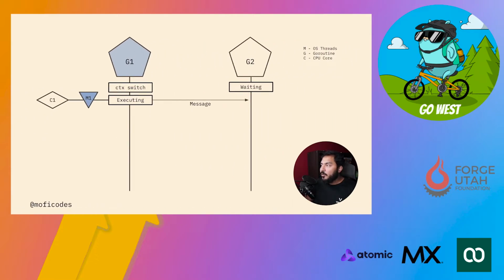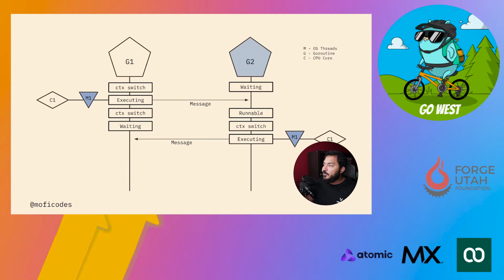So if you have two Go routines, G1 and G2, which depend on the same data, and will be sending information back and forth. First we context switch into G1. We start executing on thread M1 on core C1. Once we have done the execution, we send the message off to G2, which was waiting on the data. Once G2 gets the data, it goes to runnable and context switches onto running.